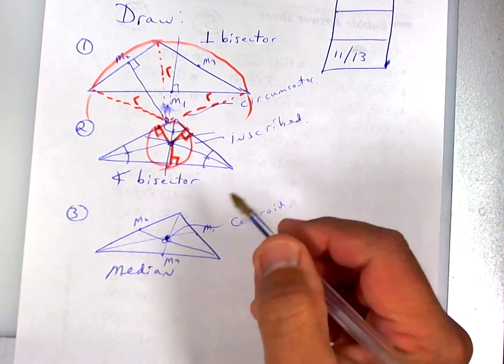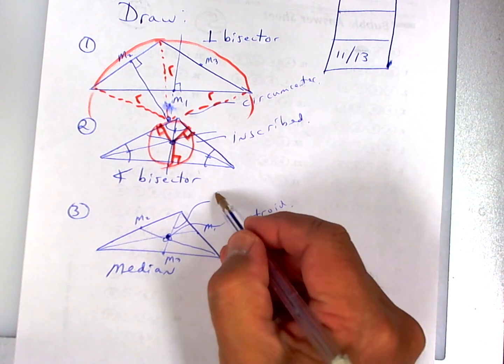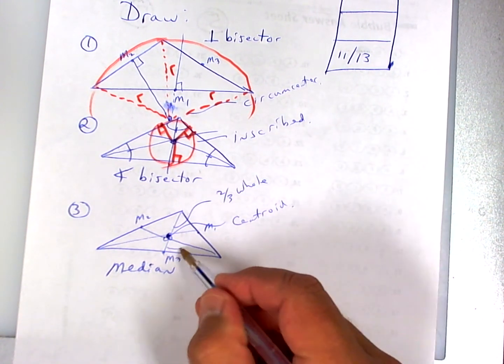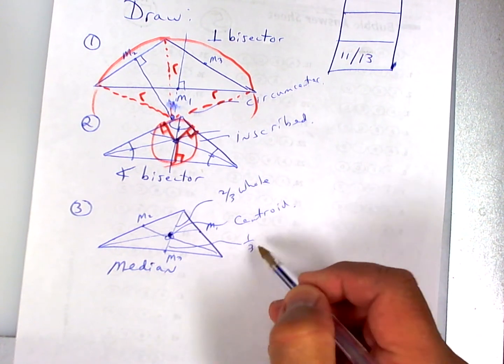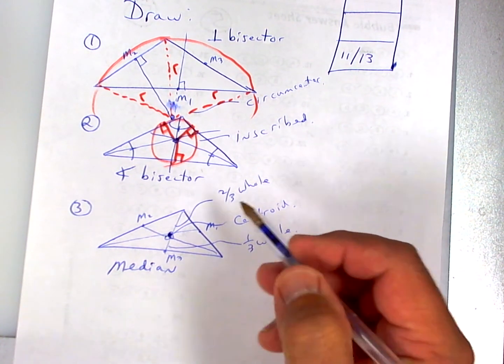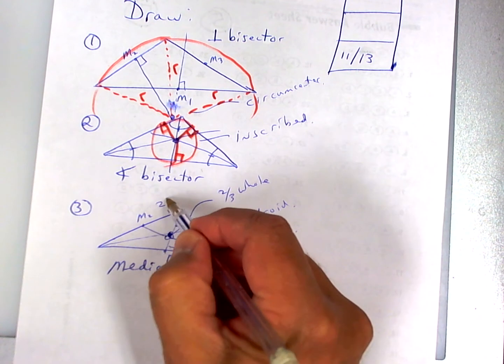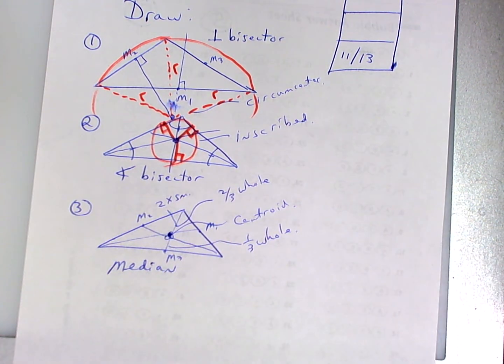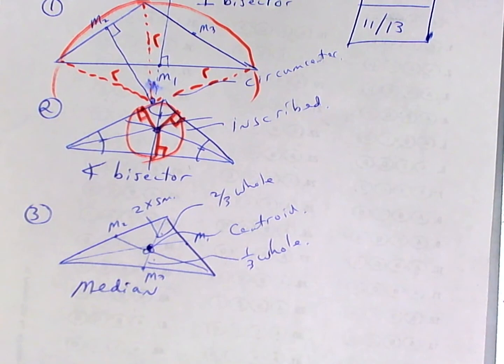And remember, the centroid, the bottom piece is 2/3 of the whole thing. The little piece is 1/3 of the whole thing. And the bigger piece is 2 times the smaller piece. Okay? So if the smaller piece was 5, then the bigger piece would be 10. And the converse is true. Okay? So make sure you know these properties.